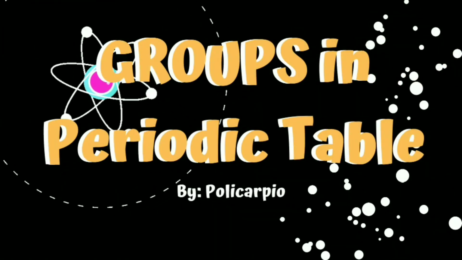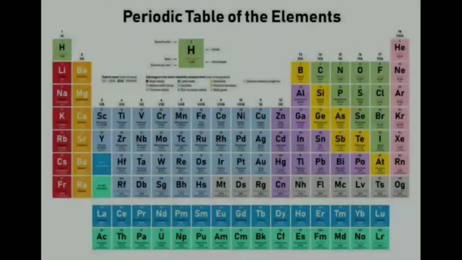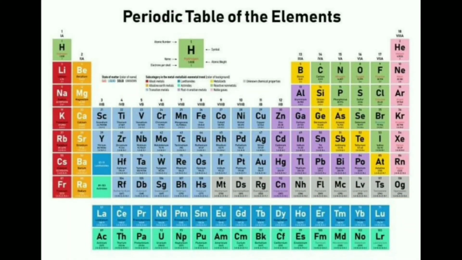Groups in the periodic table are arranged not only according to the general trends in the periodic table, but also according to the chemical properties of the elements. The elements of a specific group have the same chemical properties. The reason is that they have the same number of valence electrons, or the number of electrons in their outer shell.